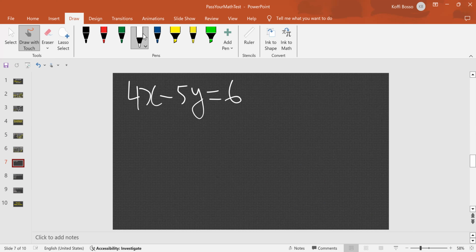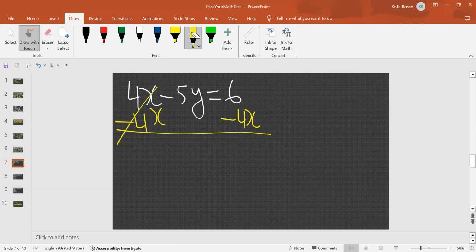Okay, so if you subtract 4x on both sides, why do we subtract 4x? Because here we want to get the y alone, that y variable alone. Okay, so we want to get the y value alone. Therefore, what we will do is this. Okay, gone. We have a -5y is equal to -4x plus 6.